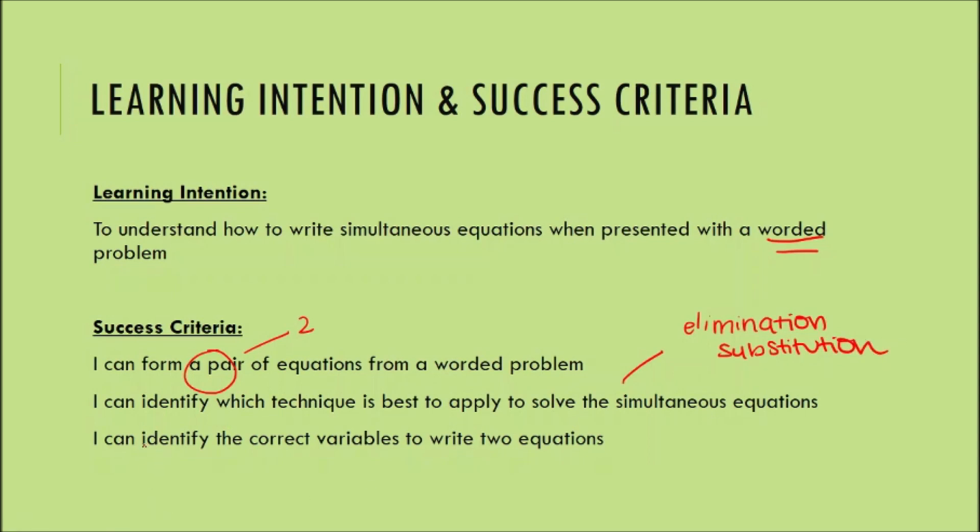The last success criteria I would really like you to do is to be able to identify the correct variables to write two equations. Okay, the correct variables. Normally, for example, if I was to write cost, I might use C. Just be a bit smart with how you use your variables, because if I was to put cost as X, sometimes you might get confused, or even just a random letter just because you feel like it. Like if I did M, for example, that's really, really random.